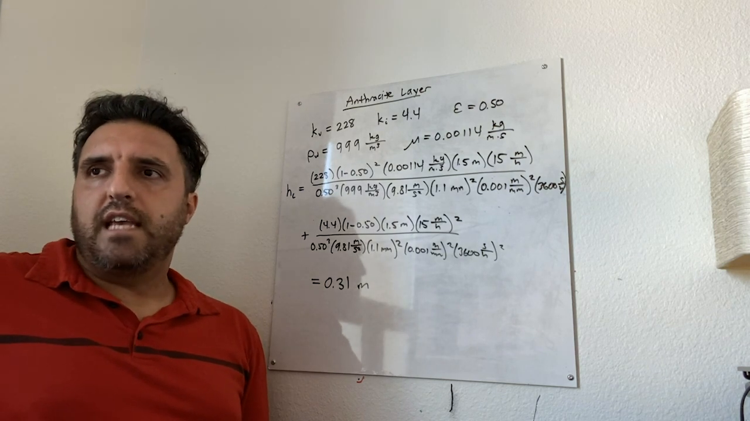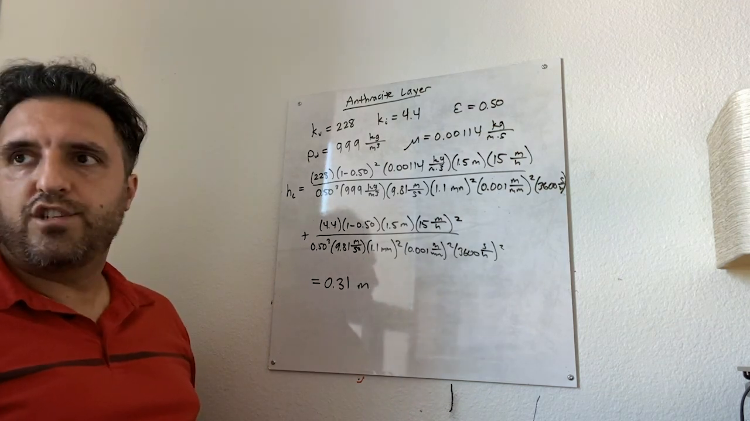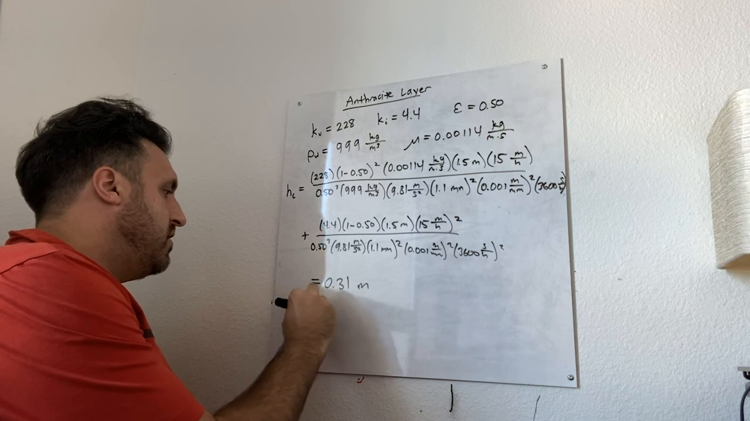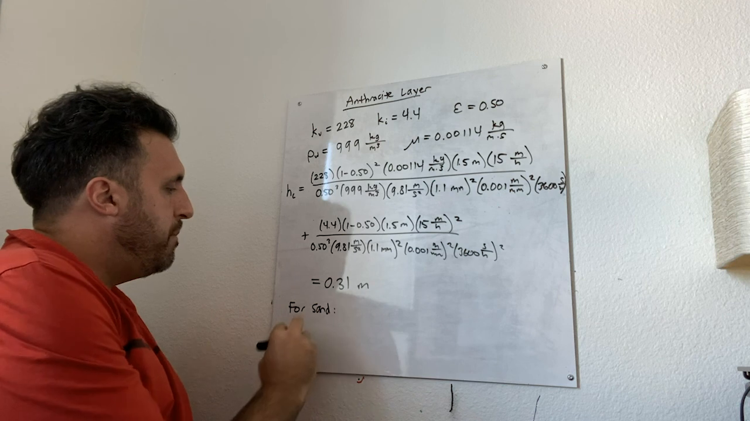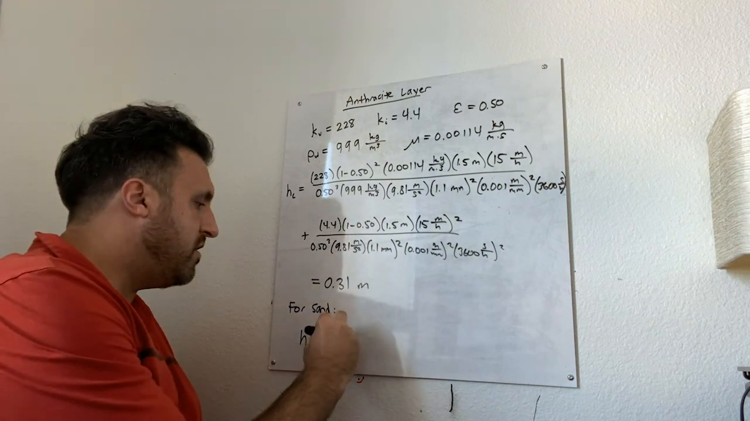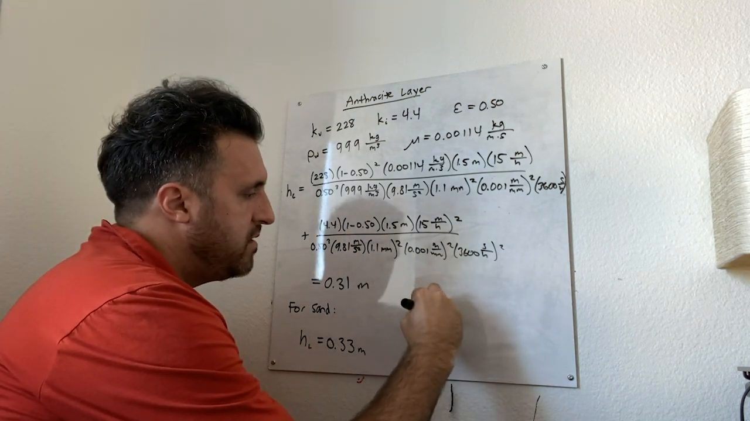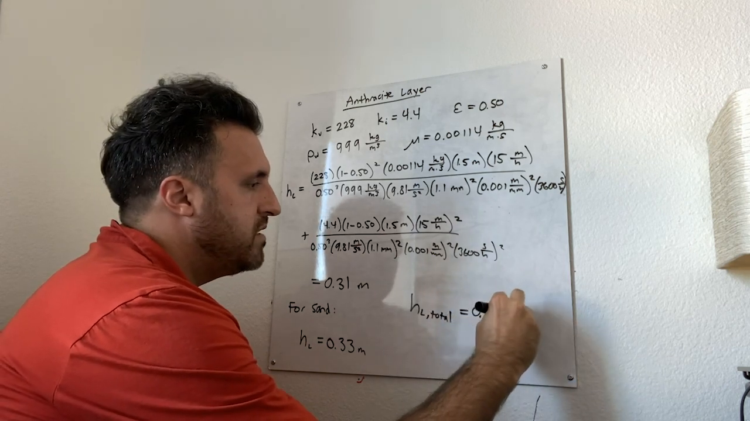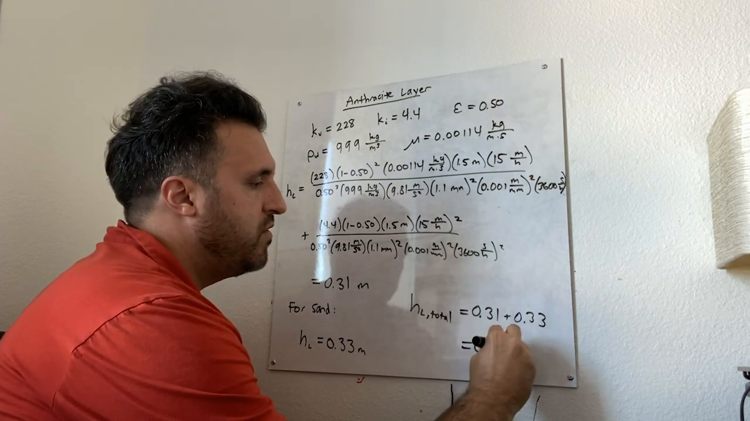Alright, for the sand layer, it's going to be an identical implementation of this calculation. I'm not going to draw that entire equation out, but you can say that that should be equal to a value of 0.33 meters. Therefore, the total head loss for this filter would be 0.31 plus 0.33, or 0.64 meters.